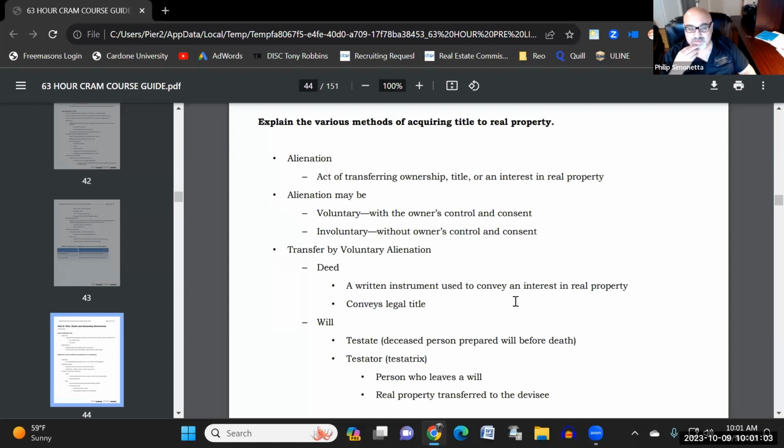The first thing is alienation. Alienation is the act of transferring ownership, title, or an interest in real property. Alienation may be done 2 ways: voluntary and involuntary. Voluntary is with the owner's control and consent. Involuntary is without the owner's control and consent. So let's look at the differences.